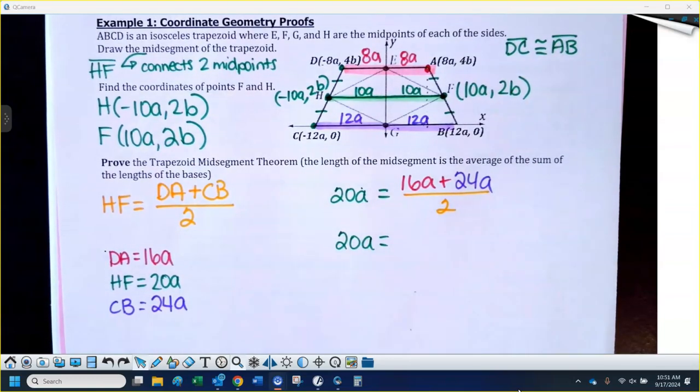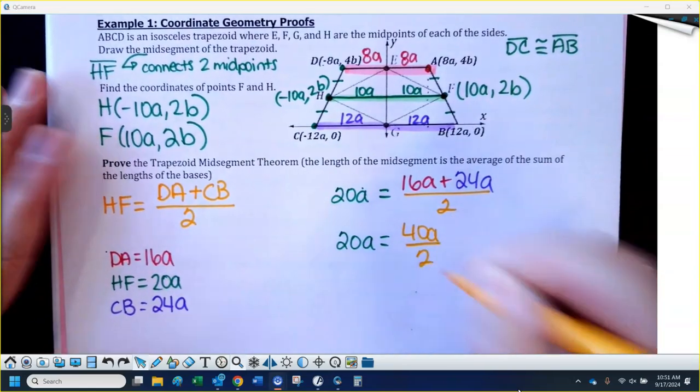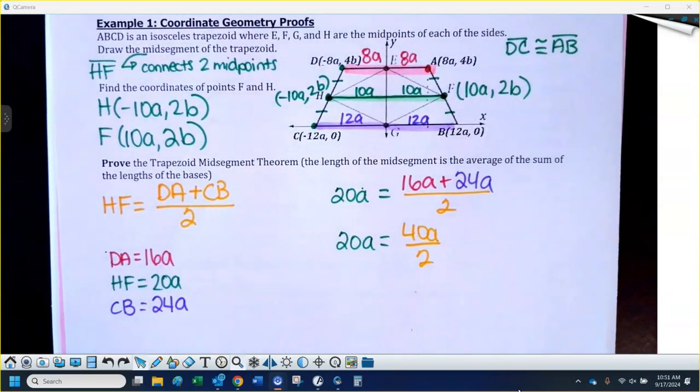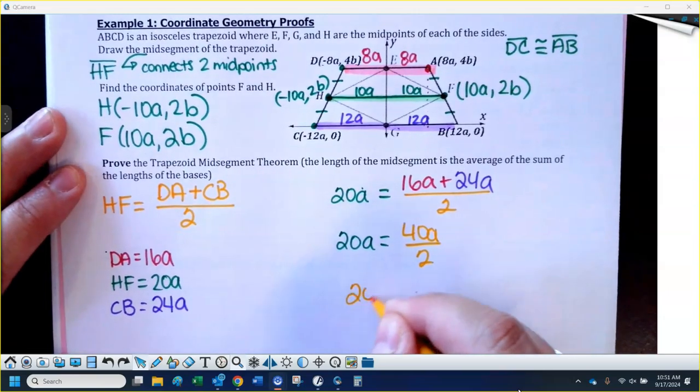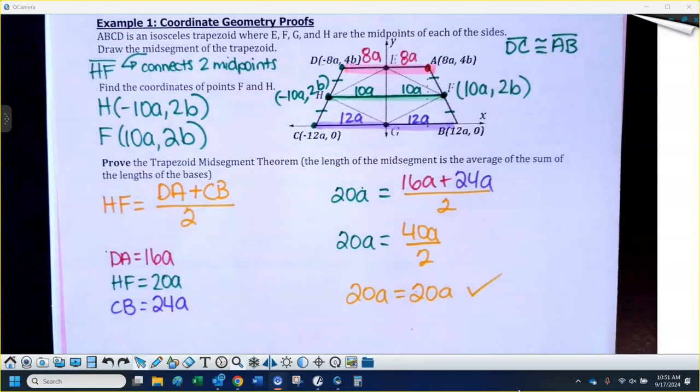All right, now, nothing you can do on that left side. That's just 20A. Can I add together 16A and 24A on the top of that fraction? Okay, what does that add up to? Does anybody know? 40A. All right, can I divide that by 2? What would that be? So you just did a proof, just right there. Those expressions are exactly the same, so then you know that that's correct. Is anybody having a question?